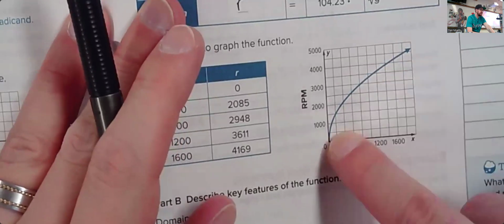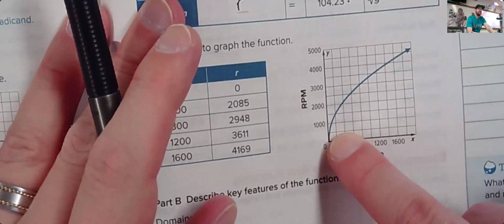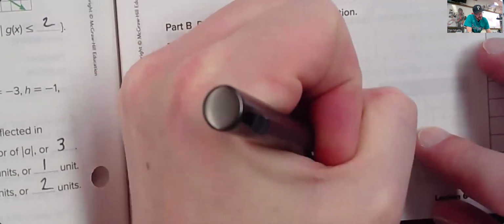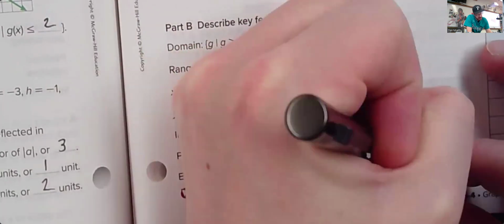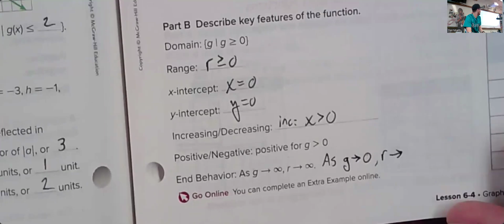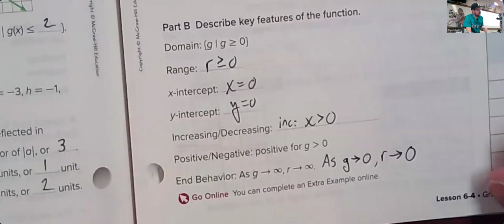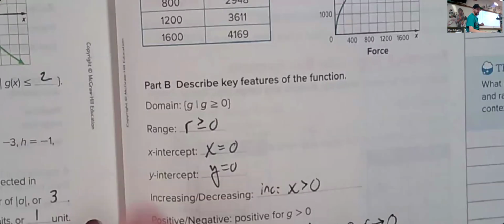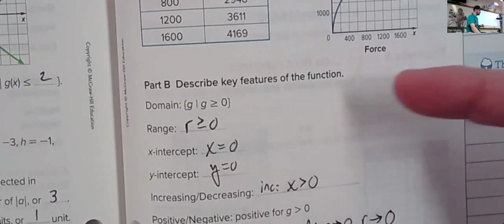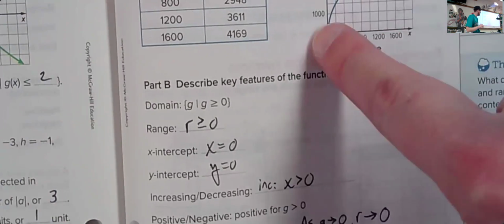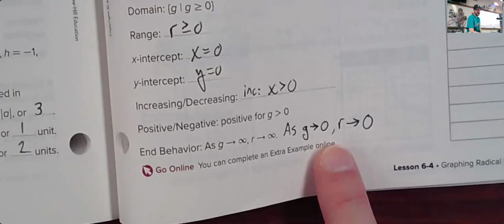How would we describe the left end behavior? Does it go to negative infinity? What does it go to? It goes to 0. So we would say as g goes to 0, r goes to what? 0. So as the x value approaches 0 from the right side, as you go from right to left, as you're approaching 0 on the x-axis, you're approaching 0 on the y-axis. So that would be the left end, and then this is the right end.